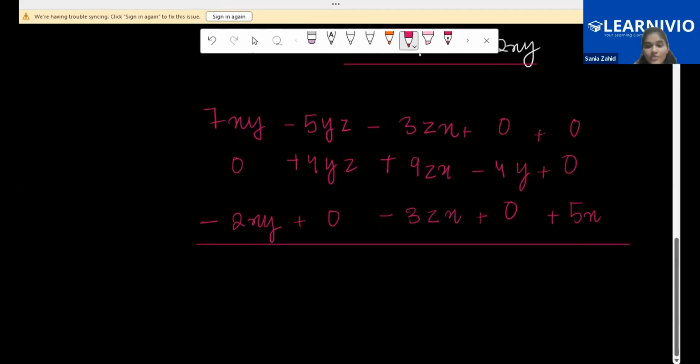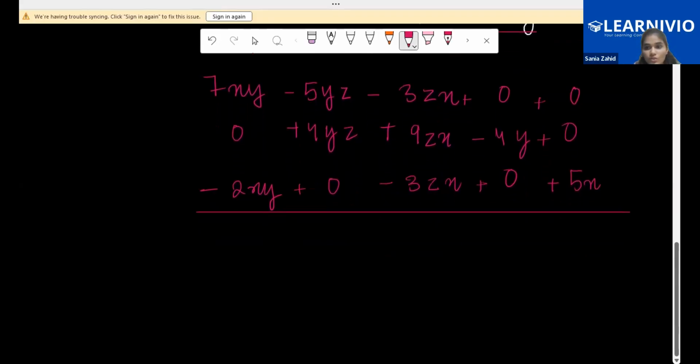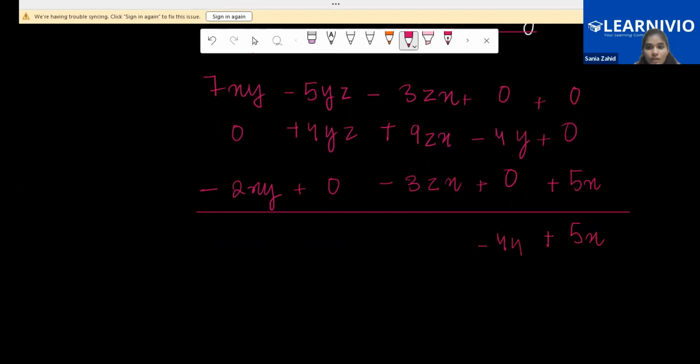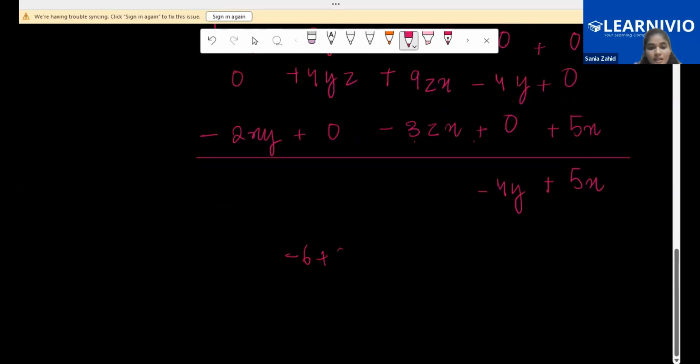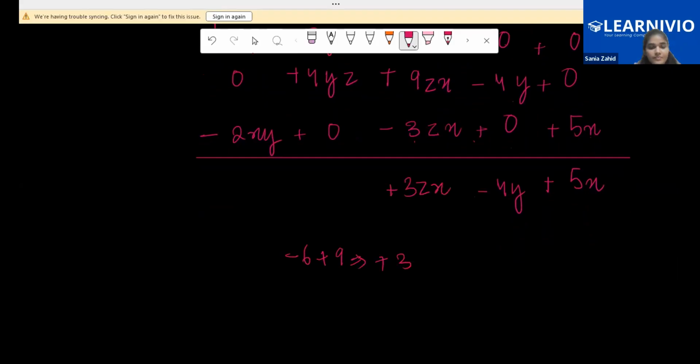So first of all, I have 0 plus 0 plus 5x. That equals 5x only. Then I have 0 minus 4y plus 4y plus 0. So I have minus 4y only. Then here I have minus 3zx, minus 3zx and plus 9zx. So minus 3zx and minus 3zx is how much? Minus 6zx. And then add. Let's do one thing: you just look at the numbers, like minus 3 is minus 6. And minus 6 plus 9 is how much? Plus 3. So your answer is plus 3zx.